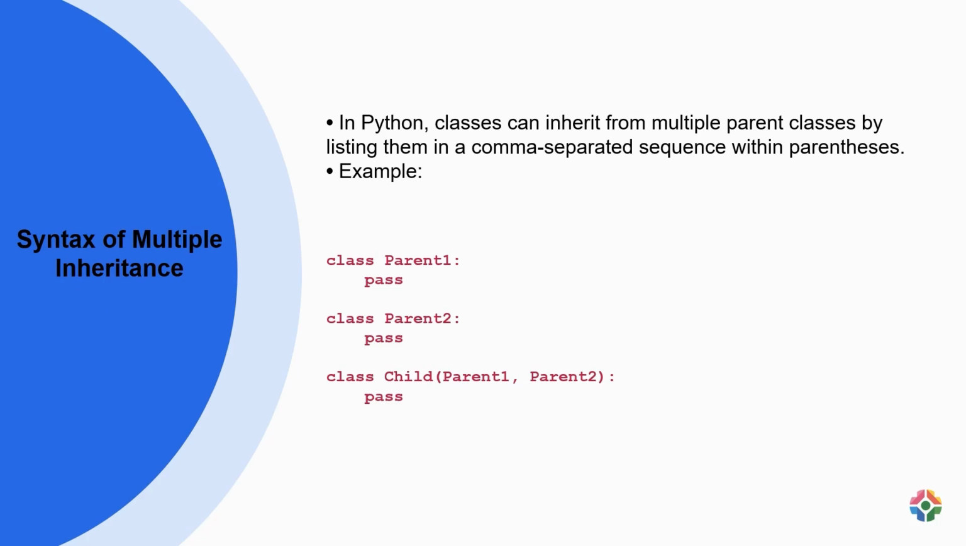In Python, classes can achieve multiple inheritance by specifying more than one parent class, separated by commas, inside parentheses after the child class name. For instance, a child class named Child can inherit from two parent classes, Parent1 and Parent2, using the syntax class Child(Parent1, Parent2). This feature enables the child class to access and utilize attributes and methods from both parent classes, allowing for code reusability and flexibility in organizing the class hierarchy.